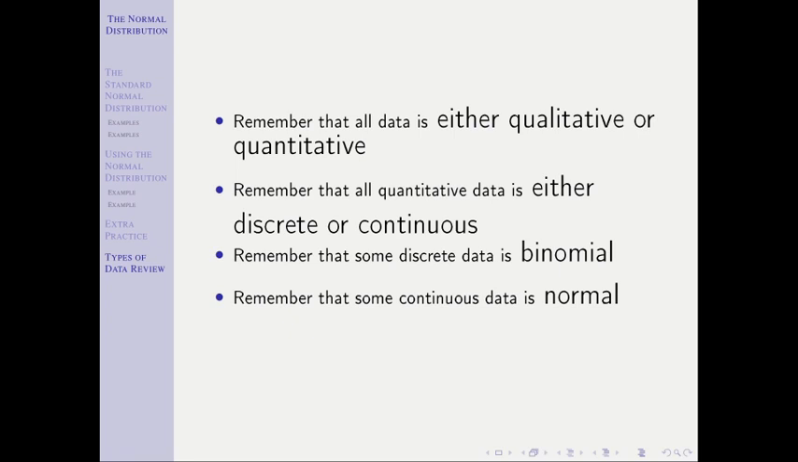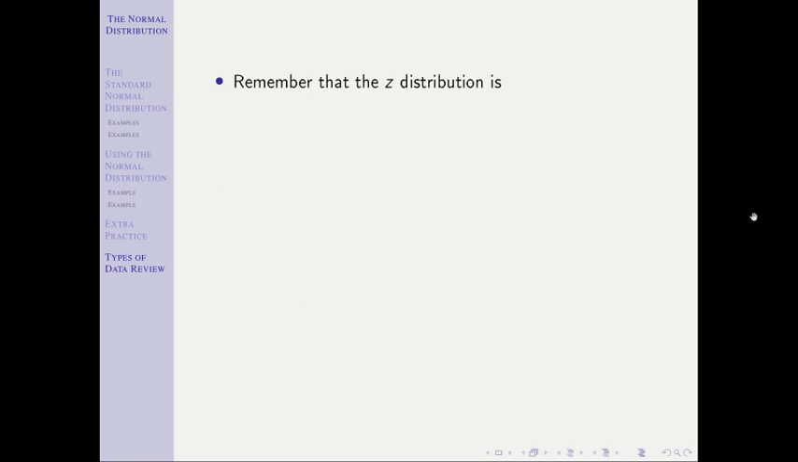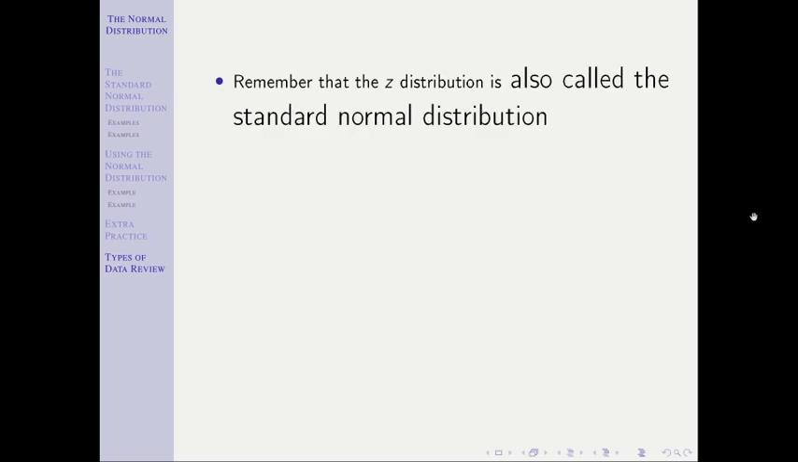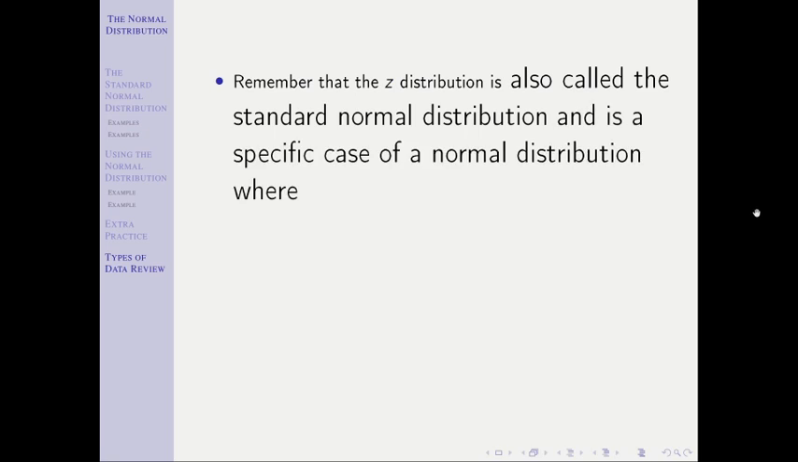The z-distribution is also called the standard normal distribution. Make sure you know those are synonymous, right? We standardize something, we call that a z-score, but when you put standard and normal, that is the z-distribution. It's a specific case of the normal distribution, right? It's a type of the normal distribution. There's one z-distribution. The mean is 0 and the standard deviation is 1. The center is 0, the spread is 1.